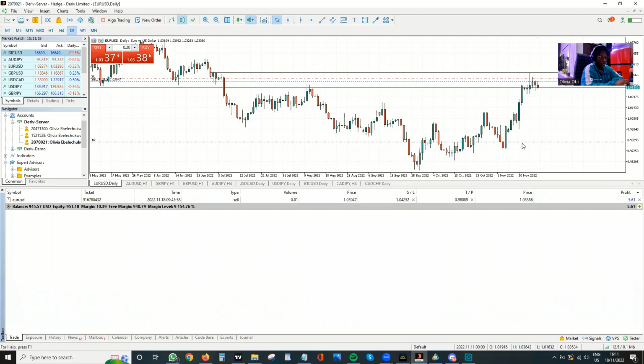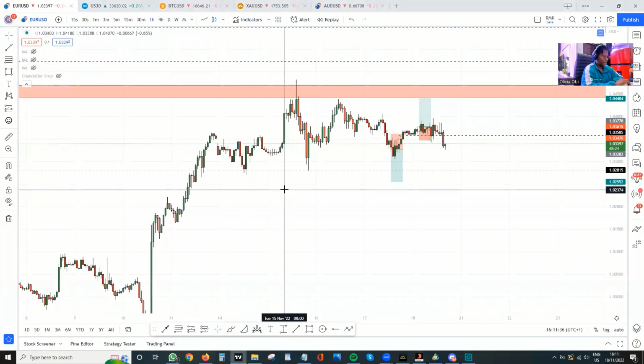I just set the TP, extended it here, then the stop loss is on top of the previous daily candle. All right, I've already managed the trade. So yeah, I also would love to short if true dollar bulls are back.